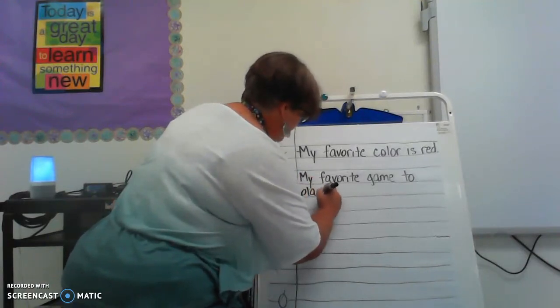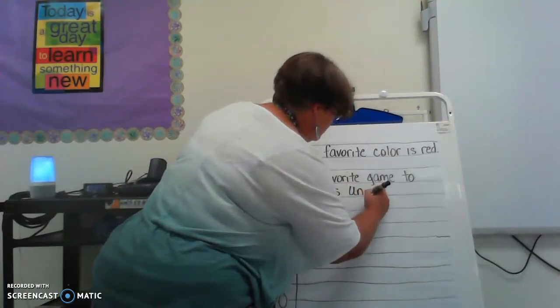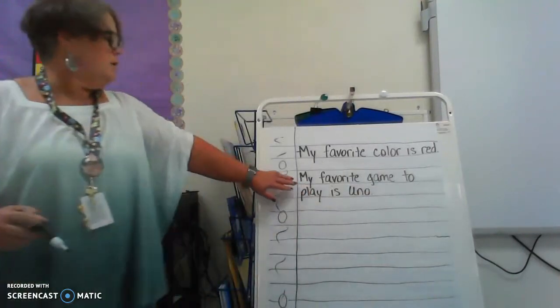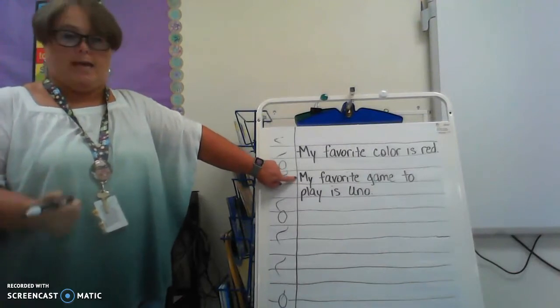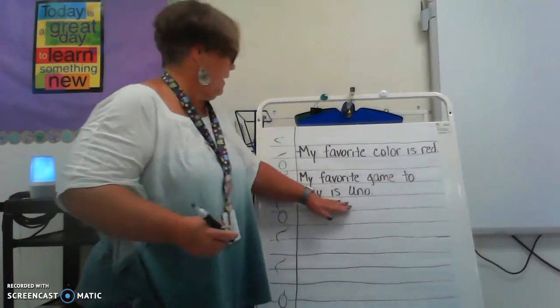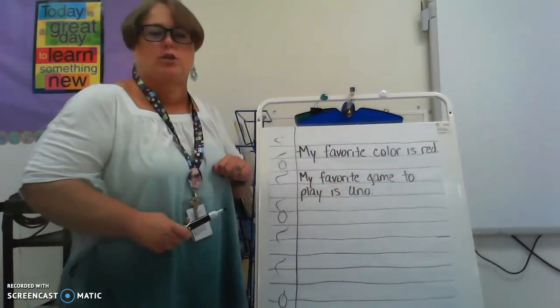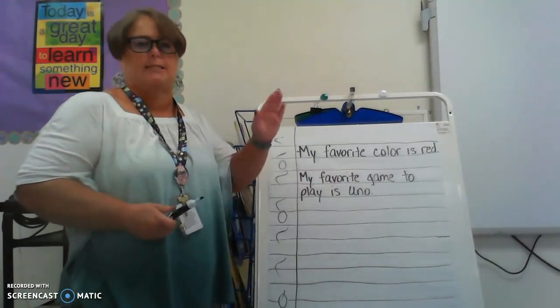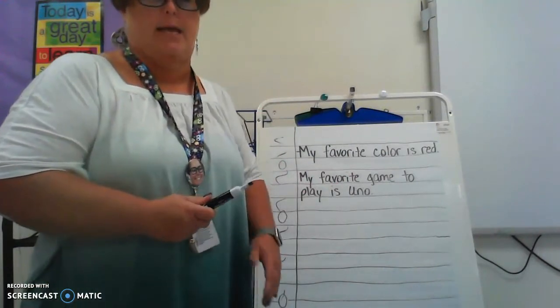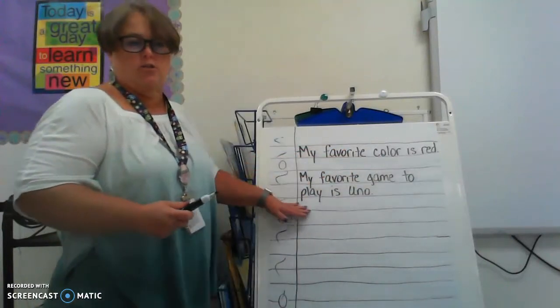To play is Uno. So I started right here with a capital letter and put my favorite game to play is Uno. And I capitalized Uno because it's a proper noun. It's the name of the game I like to play. So that is how I made a complete sentence to answer that question.